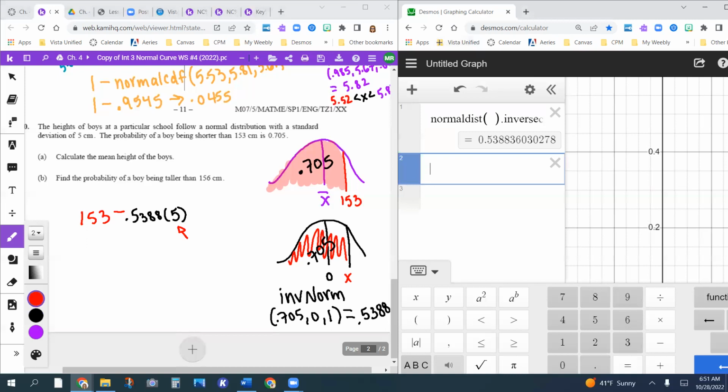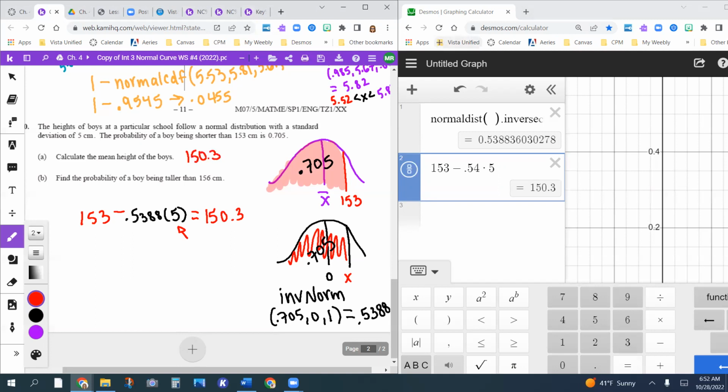So I'm going to take 153 minus 0.5388 times 5. And I'm going to get 150 point, let's say 31. Let's see what I would get if I just did this to the nearest hundredth. Okay, so 150.3. Let's round it to about that, 150.3. That is my mean, 150.3.